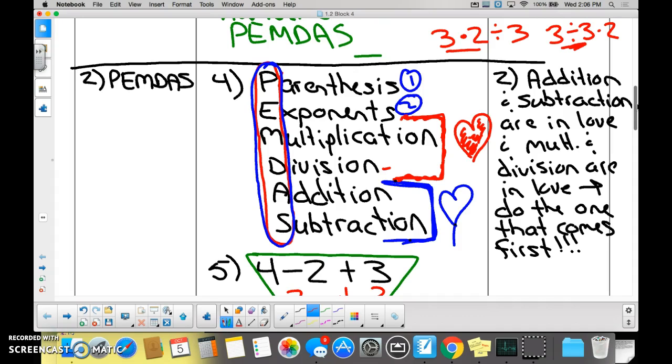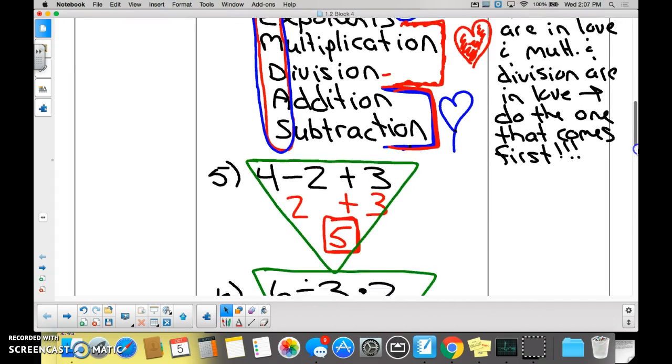Just like a couple that's in love always wants the other one to be first. They always put the other person in front of them. In this case, they always put the other operation in front of them. Yes, no? So addition and subtraction, we won't go into the very long explanation, but it's the same thing. They are too in love. And they too will let the one that comes first in the problem be solved first.